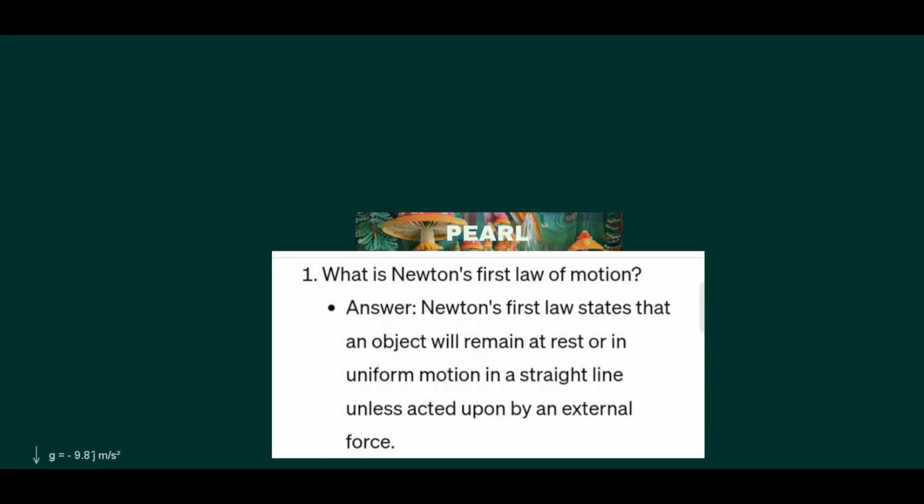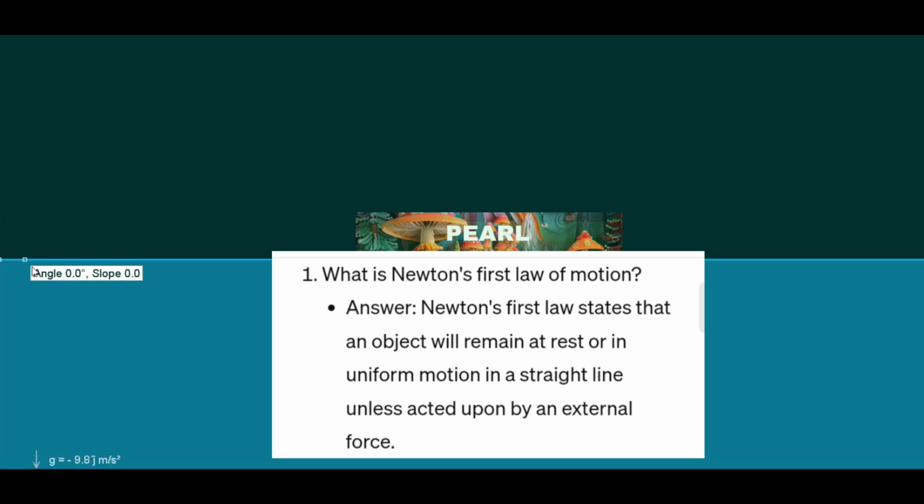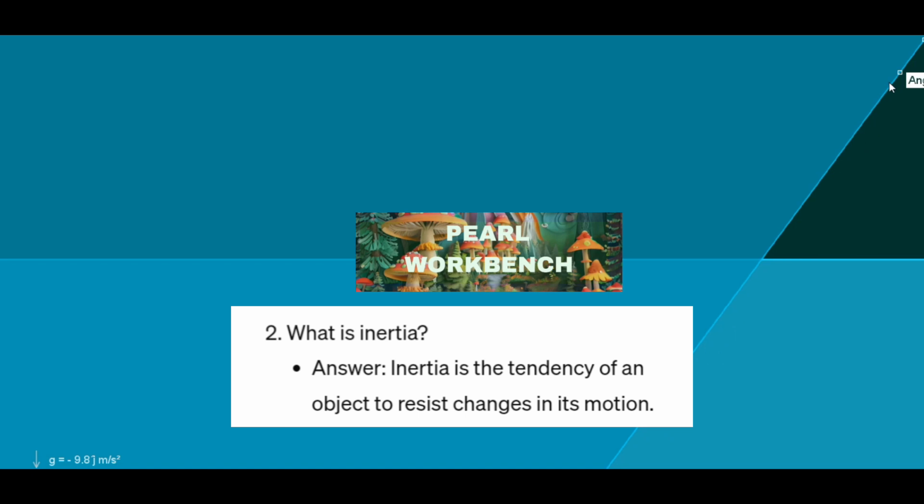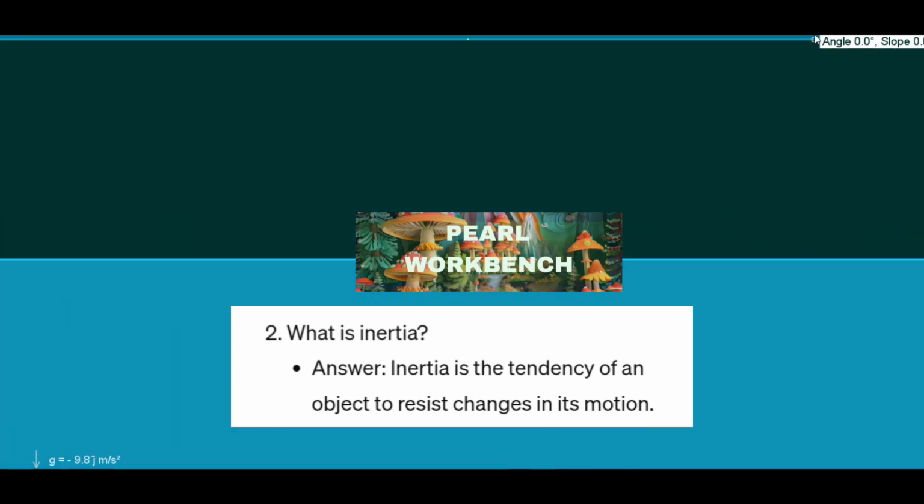What is Newton's first law of motion? Newton's first law states that an object will remain at rest or in uniform motion in a straight line unless acted upon by an external force. What is inertia? Inertia is the tendency of an object to resist changes in its motion.